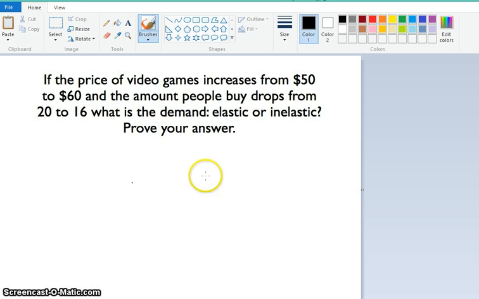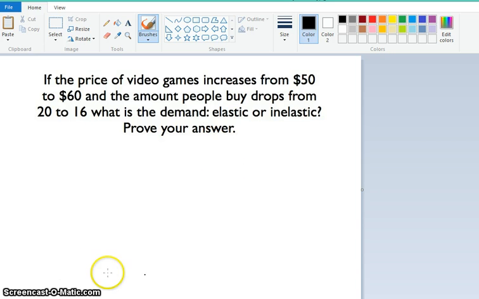And then this problem is the same exact problem that we calculated with the total revenue method, but you're going to calculate it with the midpoint method. All right, that is your job. See if you get the same answer. If you get elastic with one and inelastic with the other, somewhere you made a mistake.